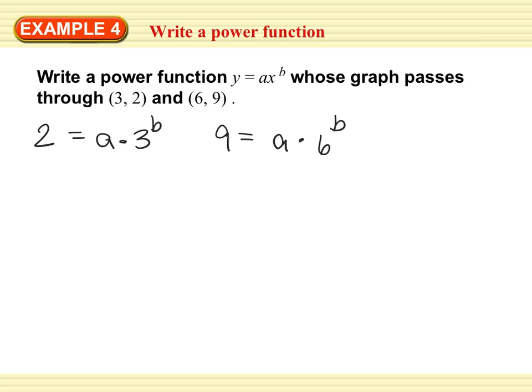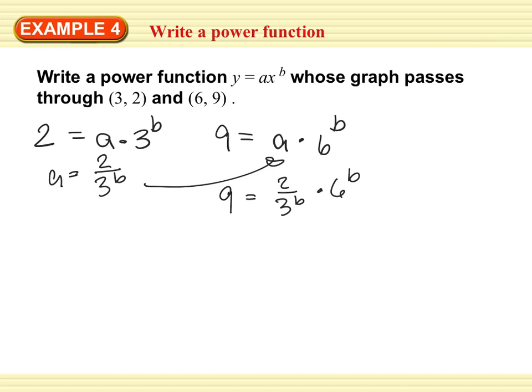Let's solve for a in the initial equation. So a equals 2 over 3 to the b, which I know is silly, right? Let's substitute that in for a here. 9 equals 2 over 3 to the b times 6 to the b.